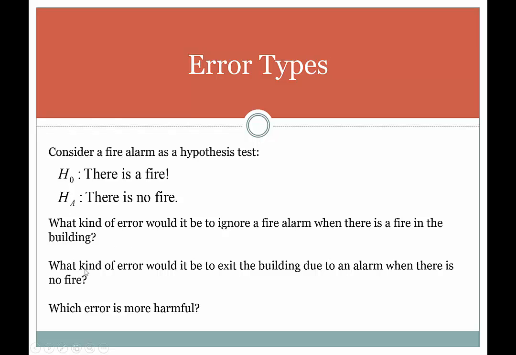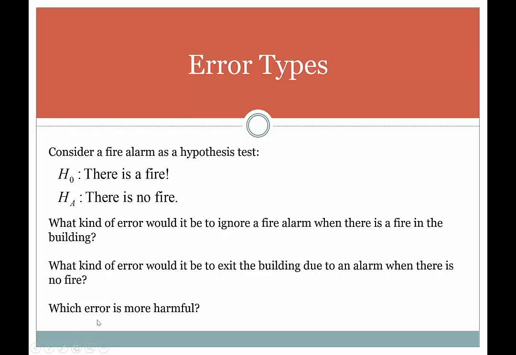Now look at the second one. What kind of error would it be to exit the building due to an alarm when there is no fire? Well, if there's no fire, essentially the null hypothesis is false, right? The null says there is a fire, but here there's no fire, and you exit anyways, which means you don't reject it. You don't ignore the alarm when you should in this case, right? Because there's no fire. So this would be the type 2 error.